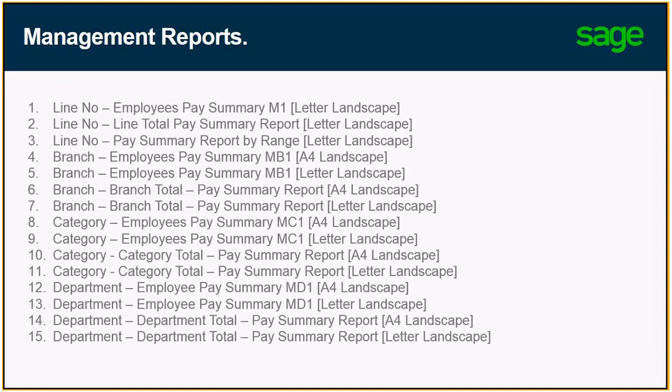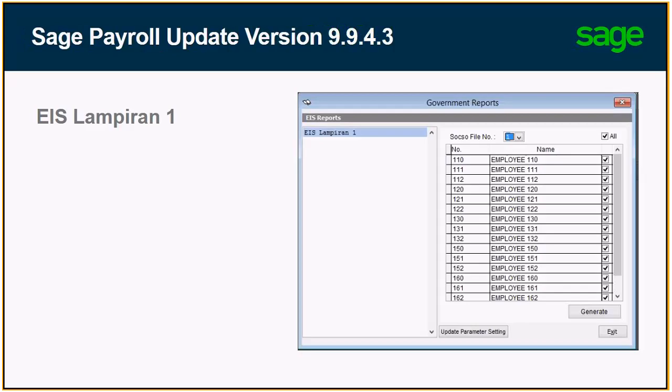Management reports as well. There are plenty of management reports that have been updated that you could run to show the column for EIS. It has been added to reflect the EIS information accordingly. Status report, also called SOCSO view contributions. We add in a column for EIS next to SOCSO, so it's easy for you to view the contributions.